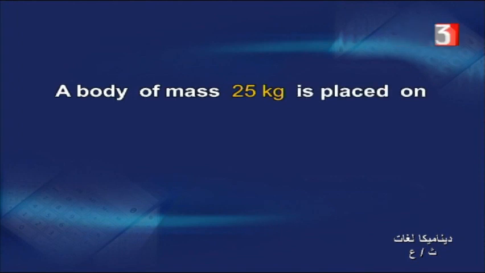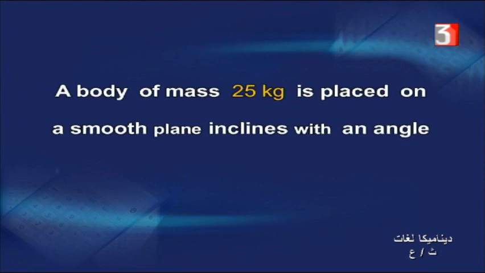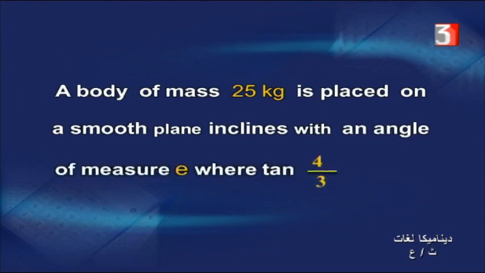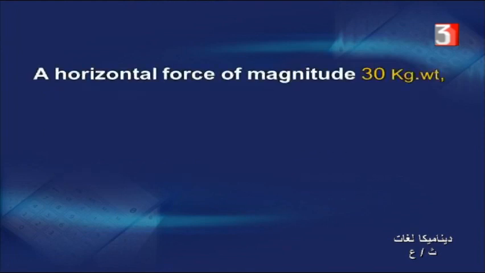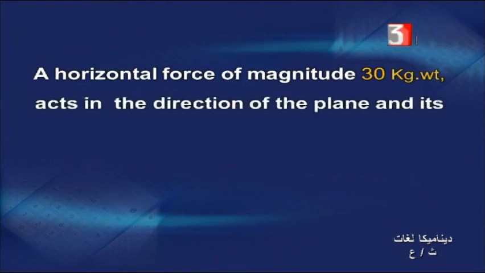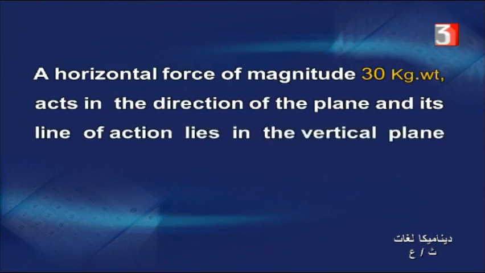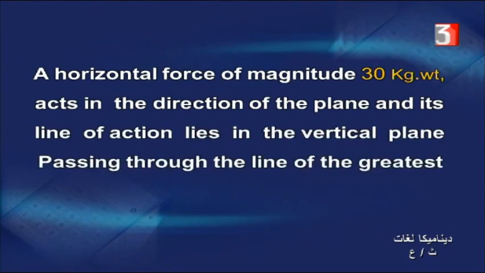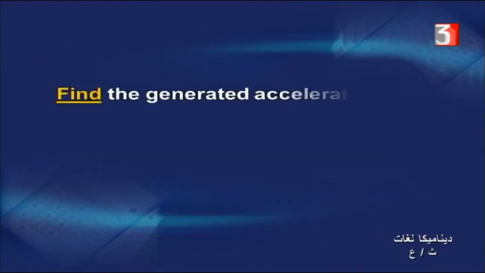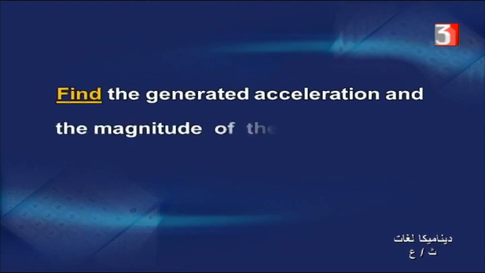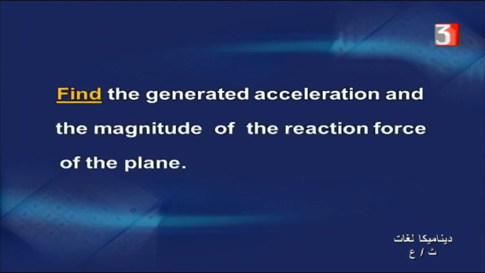Now we move to the next example. A body of mass 25 kilogram is placed on a smooth plane inclined with an angle of measure theta, where tan theta equals 4/3. A horizontal force of magnitude 30 kilogram weight acts in the direction of the plane, and its line of action lies in the vertical plane, passing through the line of the greatest slope to the plane. Find the generated acceleration and the magnitude of the reaction force of the plane.